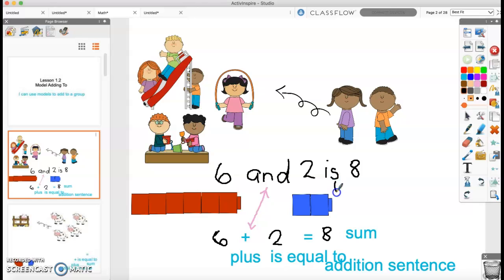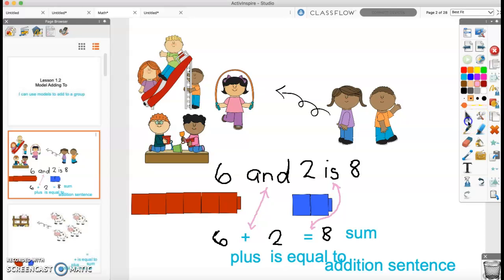And is, in this case, is the equal sign. When I write the word is, this equal sign is the word is. So when I join 2 things together and I say 6 and 2, I'm saying 6 plus 2. When I want to know the answer, I say is. That's the equal sign, is equal to.